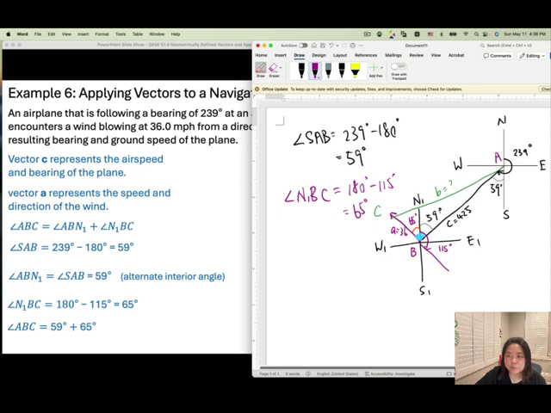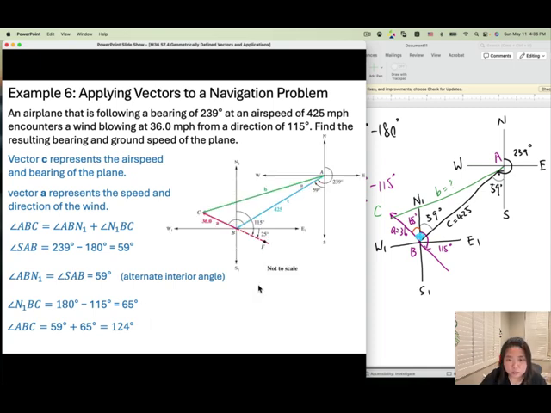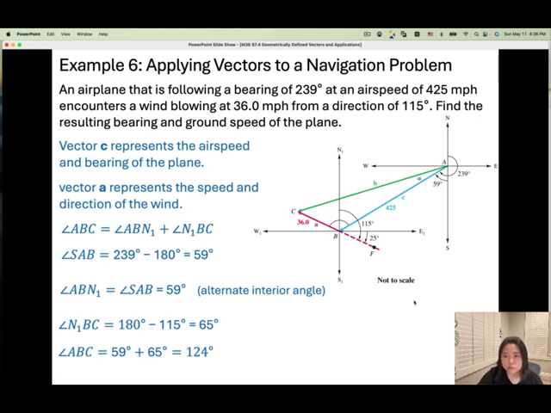So now you could add up these two angles. 65 plus 59, that will be angle ABC, which is going to be 124 degrees. So you should have the picture like this. Angle ABC will be equal to 124 degrees. So we know the magnitude of BC, the magnitude of AB, and the angle in between. So you could use the law of cosines to find the magnitude of B.